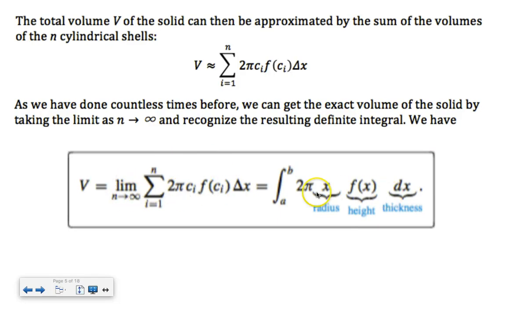And so what we can do is take this limit of a sum and rewrite it as a definite integral from a to b of 2 pi times some radius, which for the most part will be either x or y, and we'll talk about that in a sec, times the height of the cylinder, which will be f of x, times the thickness, which will be dx. And dx doesn't really do anything for us in the integral, but it'll tell us with respect to which variable we're integrating.